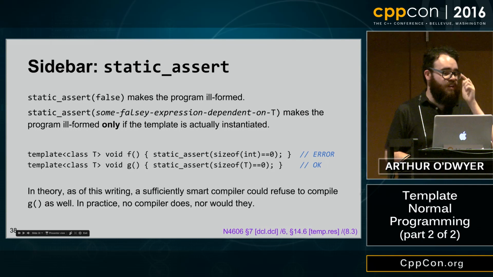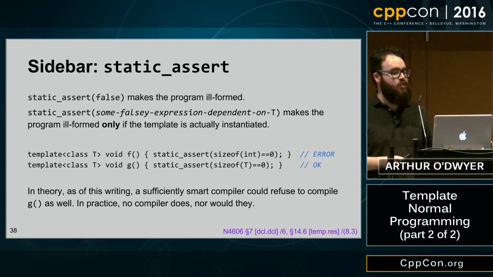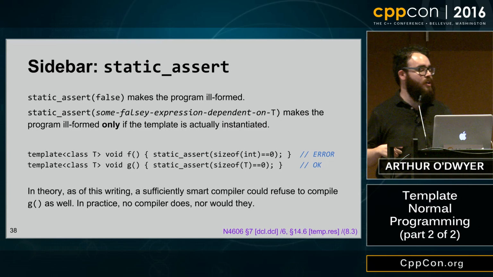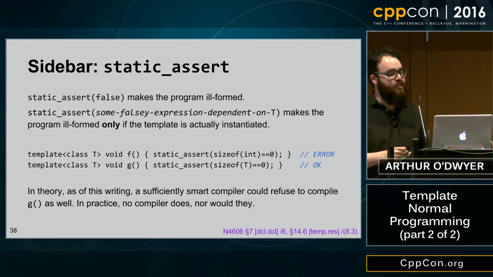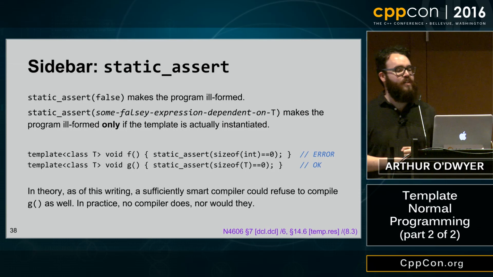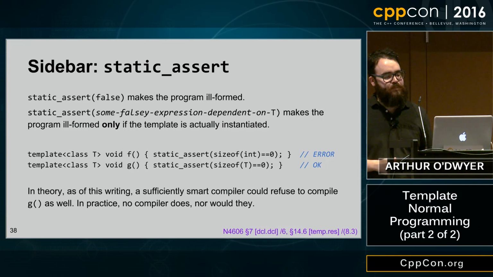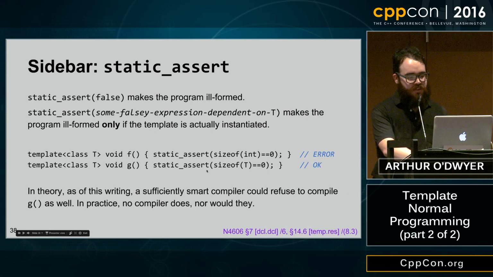Static assert false always makes the program ill-formed. If it's some constant expression evaluating to false, and it doesn't depend on any template parameter, you'll have a real hard time getting that past the compiler, because the compiler will just be going along, even parsing through a template, even if you don't instantiate it, and it'll say, you know what? In this example, F won't even compile. Doesn't matter if I instantiate it or not.